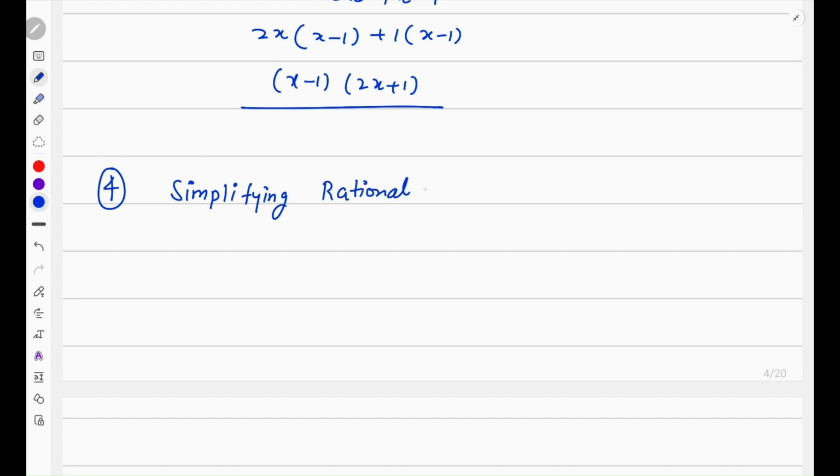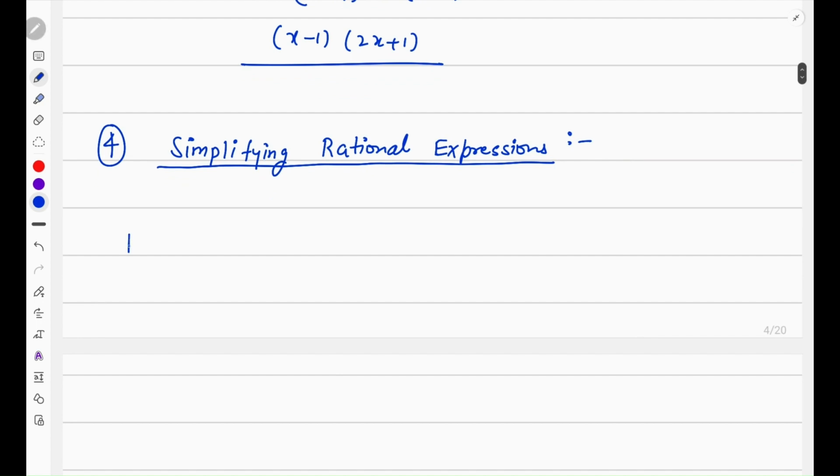Simplifying rational expressions. So this is simple mathematics. If we are given rational expressions to simplify, we take an example of how we can simplify it.